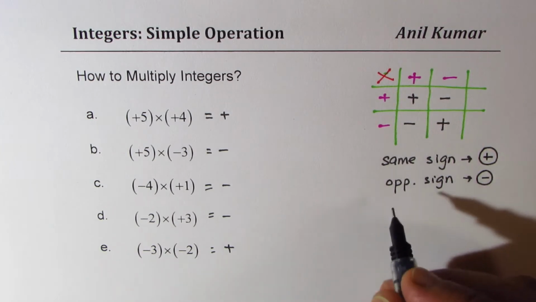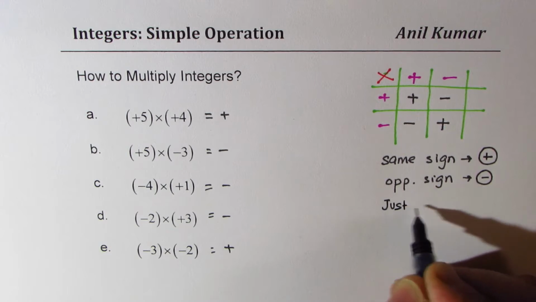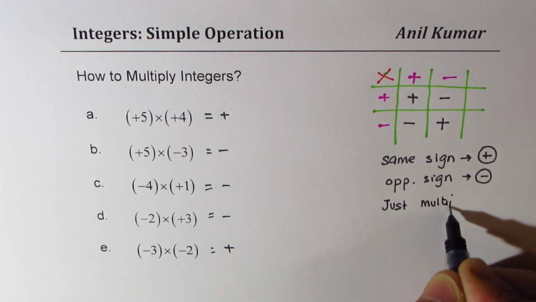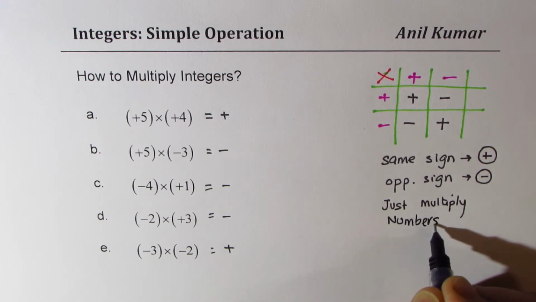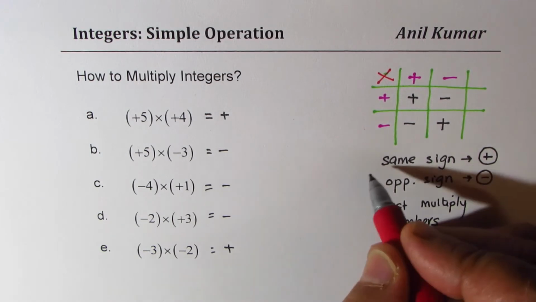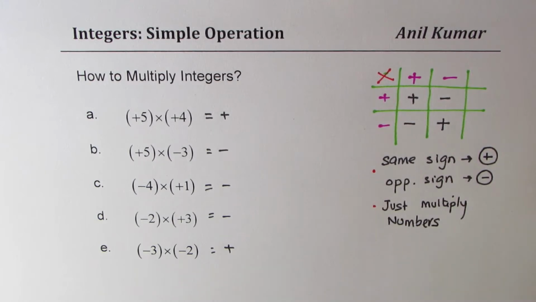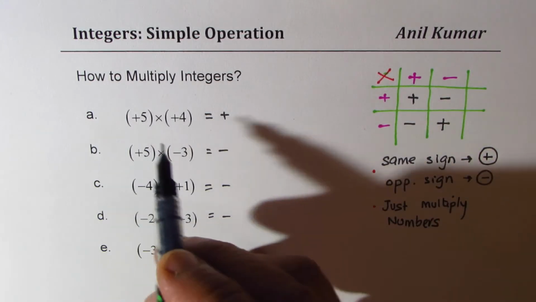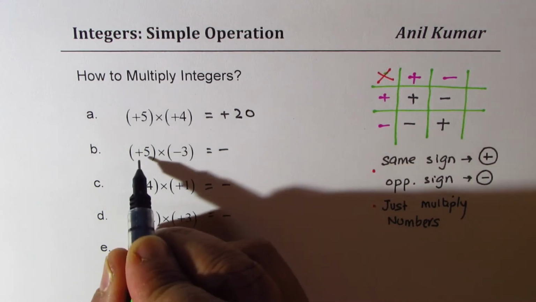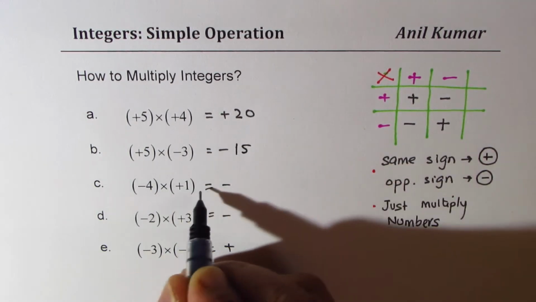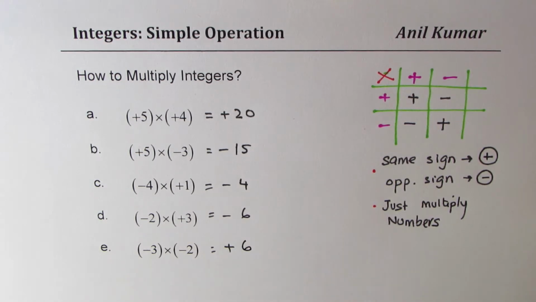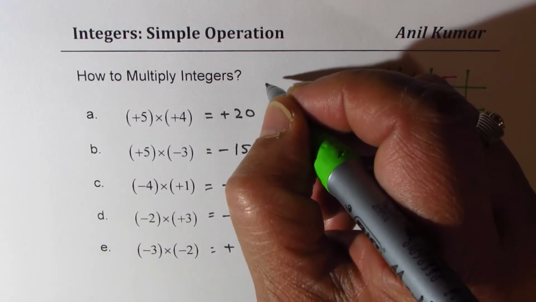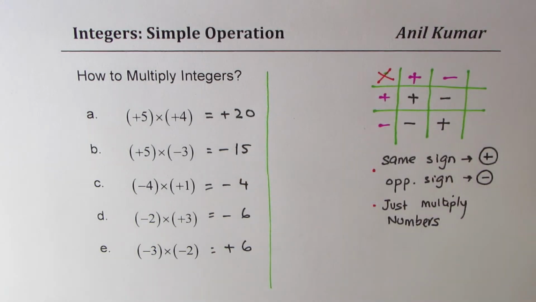Now, next part is just multiply numbers. So that is what you have to do. So first check the sign and then multiply the numbers. 5 times 4 is 20. 5 times 3 is 15. 4 times 1 is 4. 3 times 2 is 6. You get an idea, right? So that is how you should multiply integers.